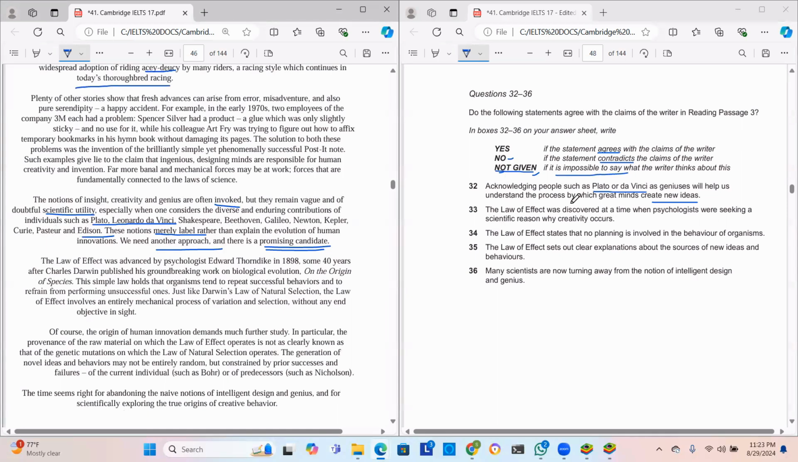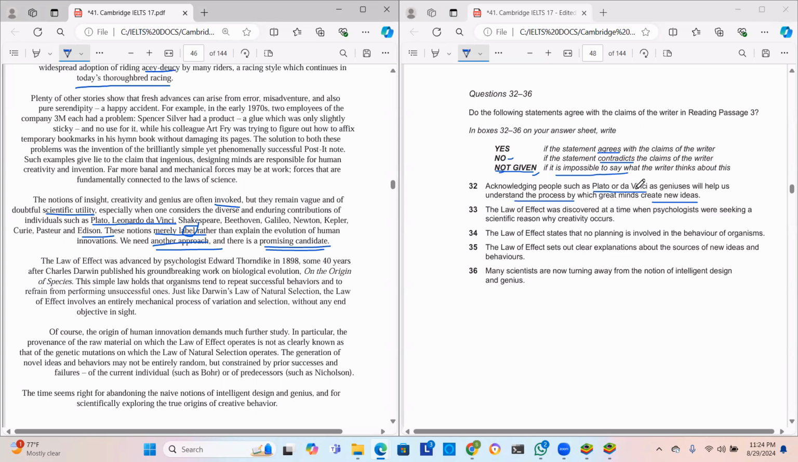So, what did you understand? Acknowledging people such as these as geniuses will help us understand the process by which great minds create new ideas. I don't think so. I think the answer is in the last sentence, guys. He listed all these scientists, and what does he say in the end? These notions merely label rather than explain the evolution of human innovations. It means it is difficult to understand the process, right? They are only labeling them as geniuses, but rather than explaining the evolution of human innovations, we have another approach, he says.